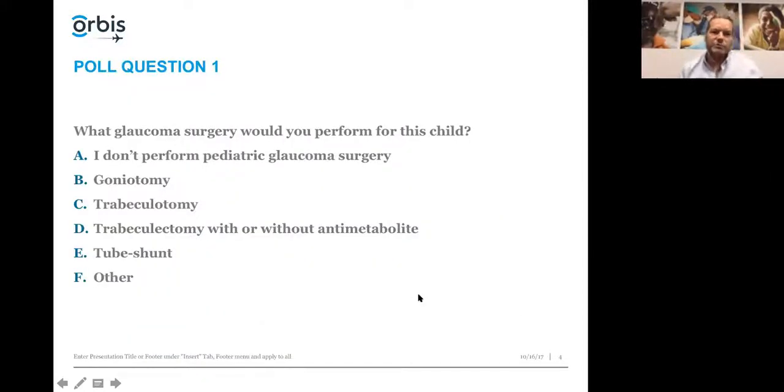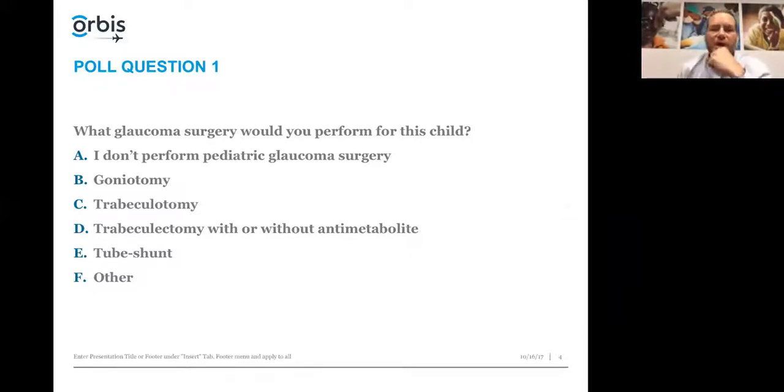All right, which brings us to our first poll question. In particular, what glaucoma surgery would you perform for this child? You have a few choices here, and maybe you don't even perform pediatric glaucoma surgery. But if you do, would you perform a goniotomy or a trabeculotomy? Or would you prefer a trabeculectomy with or without antimetabolites? Or would you do a tube shunt, or would you prefer to do something else?